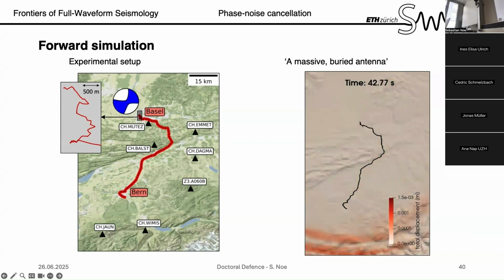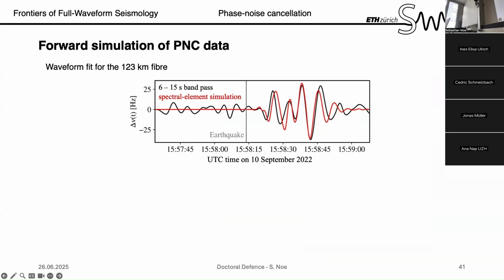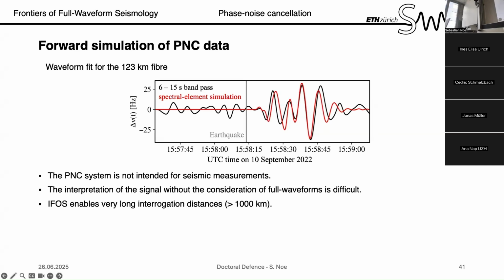And then when you compare the observations to the synthetics, it looks like this here. So in black here, you have the bandpass filtered observations, and in red, the numerical model. And they do fit quite well. There's a bit of a shift, but overall, we were quite happy with this.